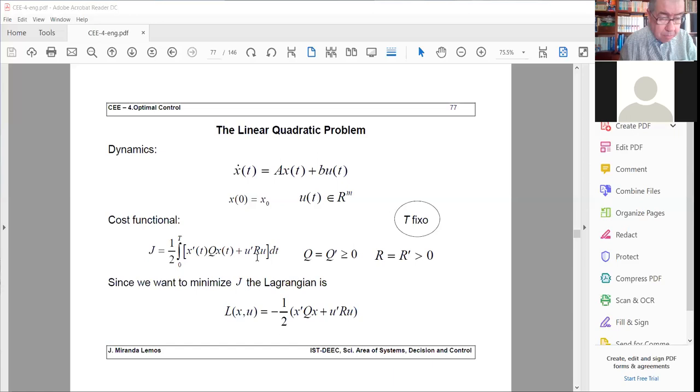For the moment, let's bear in mind that we have this motivation. So we want to keep x well behaved, not spending too much energy on control. That's the idea. So the Lagrangian is minus 1/2 of the integrand function. Minus, why? Because I want to minimize, and so my Lagrangian must have a minus so that then I maximize the Hamiltonian.